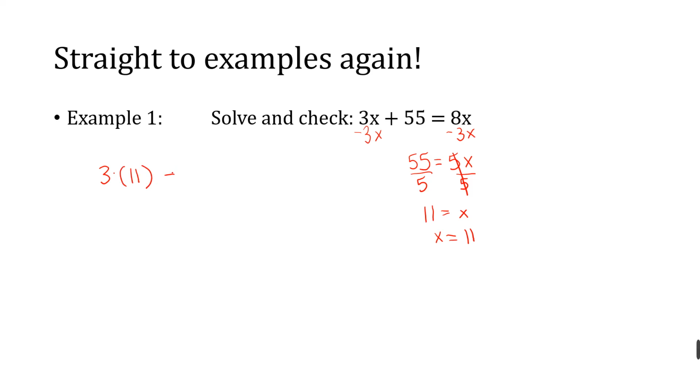3 times 11 plus 55 equals 8 times 11. 3 times 11 is 33, and 8 times 11 is 88. So 33 plus 55 equals 88. So we have the right answer. Moving on.